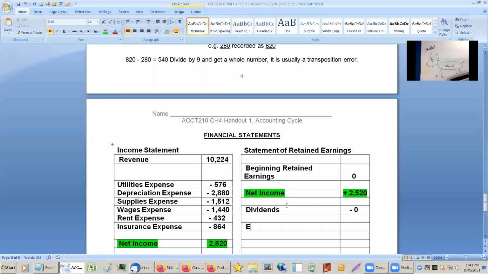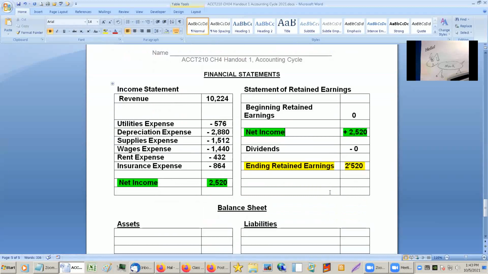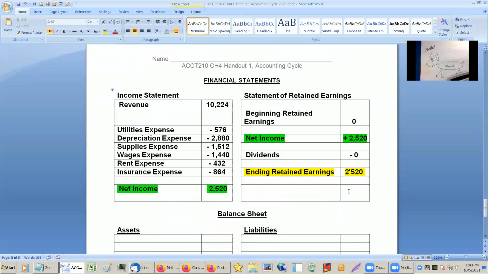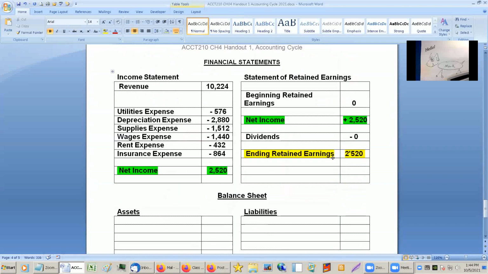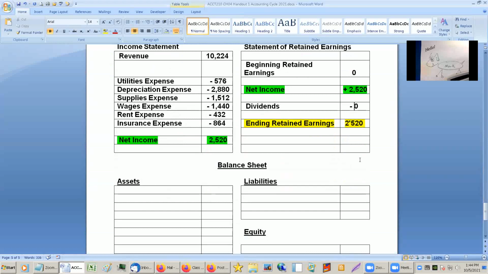So our ending retained earnings is just the 2,520. Yeah, so notice, we made this money, but we didn't pay anything out, and this is our first year. And probably didn't pay anything the first year, a lot of times things are kind of tight, so you may want to be holding on to the cash. Okay, yeah.